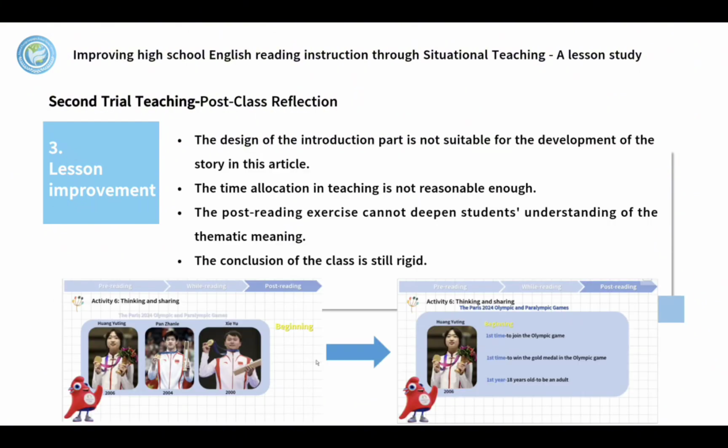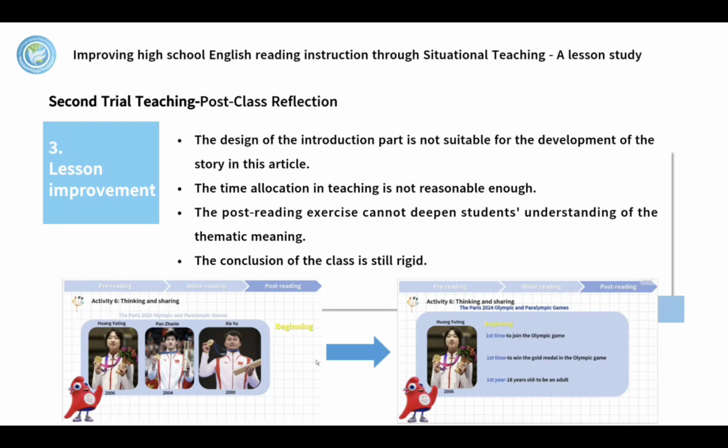And then after the second trial teaching, we also did the post-class reflection and we found these problems. Firstly, the design of the introduction part may not be suitable for the development of the story in the article, and the time allocation in teaching is not reasonable enough, and the post-reading exercises cannot deepen the students' understanding of the semantic meaning. And then the conclusion of the class is still rigid.